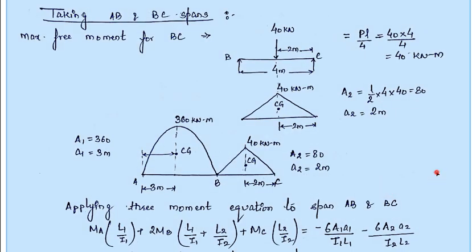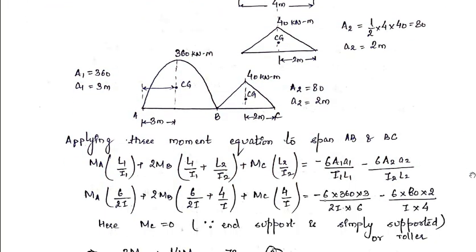Now apply the three moment equation to the spans AB and BC. So we know this equation, the three moment equation, which is MA into L1 upon I1 plus 2MB into (L1 upon I1 plus L2 upon I2) plus MC into L2 upon I2 equal to minus 6 A1 a1 upon I1 L1 minus 6 A2 a2 upon I2 L2. Now just put all the values, keeping in mind the values of the moment of inertia: for AB it is 2I, and for BC, the second span, it is I.